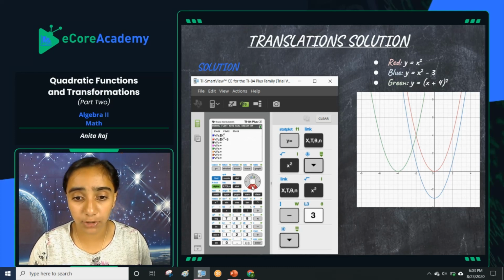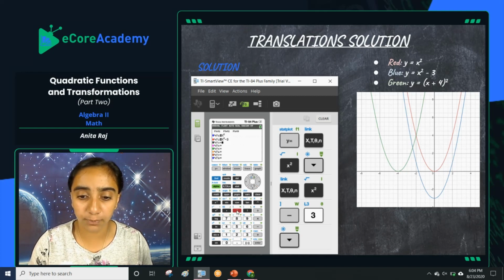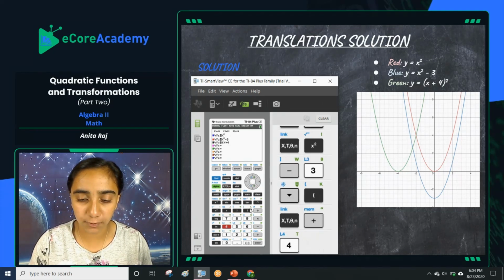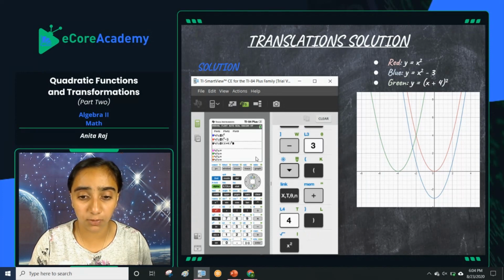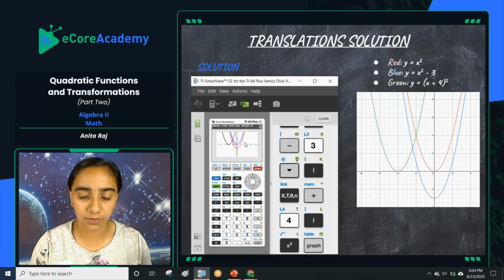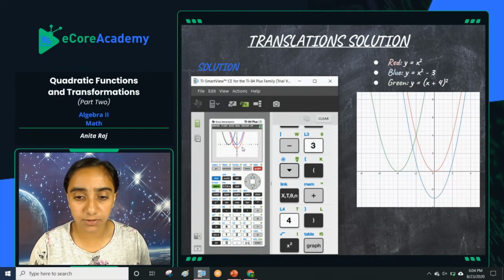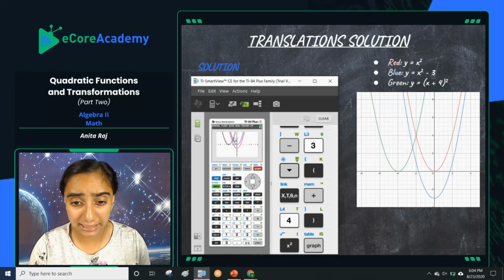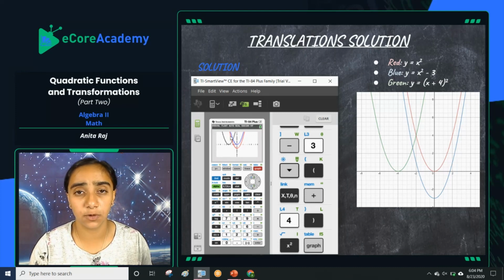Then we're going to hit the down arrow to go to our y3 for our final equation. And for this, we're doing this green equation over here. We need to put open parentheses, x plus 4, close parentheses, and then hit that x squared so that whole quantity is squared. Then we hit the graph button to see each of these equations graphed. The blue is your y equals x squared. The colors are a little bit different on the calculator, so I'll just name them. And this red is your y equals x squared minus 3, and this black right here is y equals x plus 4, that quantity squared.